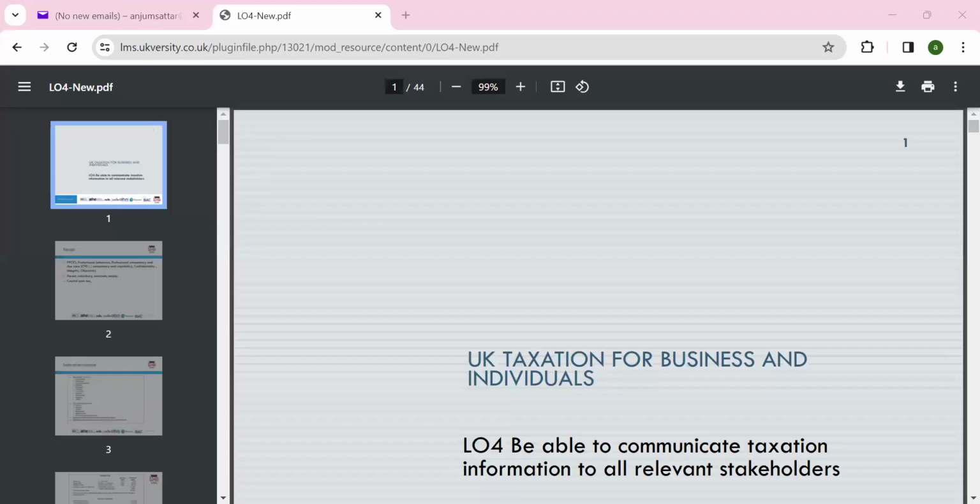So today's lesson will go through LO4, which is learning outcome 4: be able to communicate taxation information to all stakeholders. Today's lesson will be focused on stakeholders, communication and taxation. That's the key, because we have to communicate the tax matters to HMRC and the various other stakeholders.